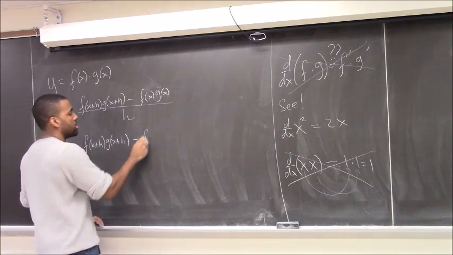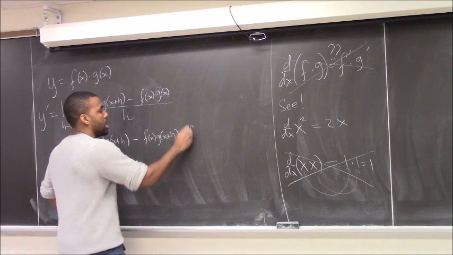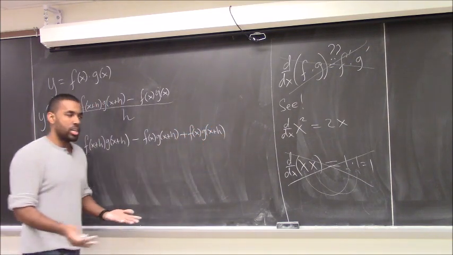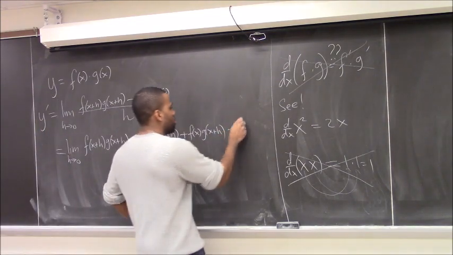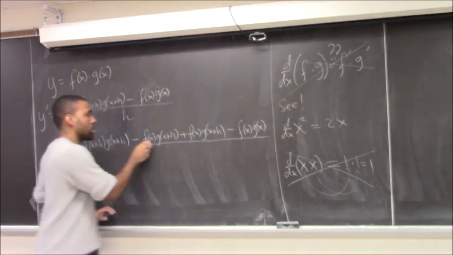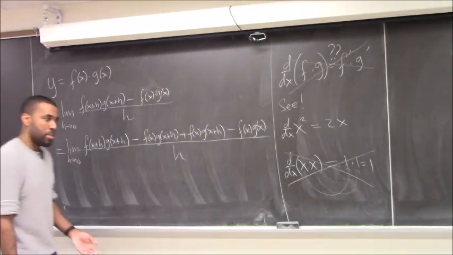I'm going to subtract f of x times g of x plus h, and add f of x times g of x plus h. So I'm really adding 0, I'm not changing the value of anything. But you'll see why this was a convenient thing to add and subtract. It's because I'm after a certain pattern. So I add and subtract this guy, I'm adding 0.